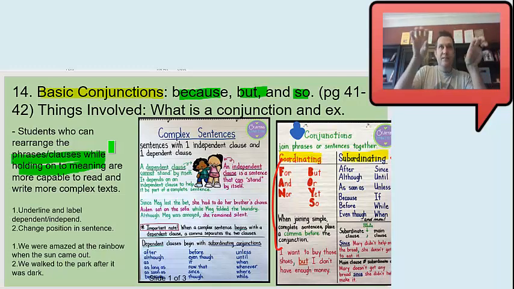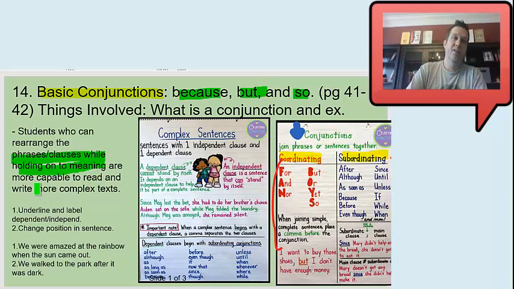So they're able to rearrange pieces in the sentence, and they're able to do it in a way that does not impact the meaning. It still means the same thing, which we'll explore just a little bit more in a second. But it shows that they're more capable to read and write more complex text. So engaging them in these activities is increasing their ability to read more complex texts.